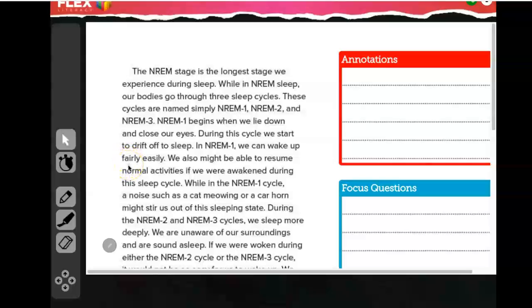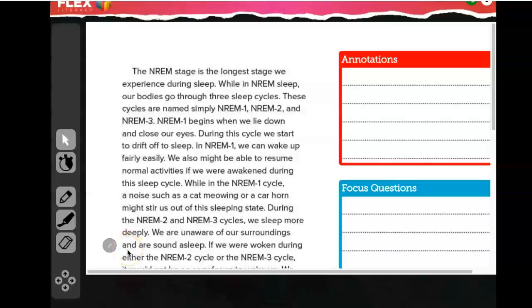We also might be able to resume normal activities if we were awakened during the sleep cycle. While in the NREM 1 cycle, a noise such as a cat meowing or a car horn might stir us out of the sleeping state. During the NREM 2 and NREM 3 cycles, we sleep more deeply. We are unaware of our surroundings and are sound asleep.